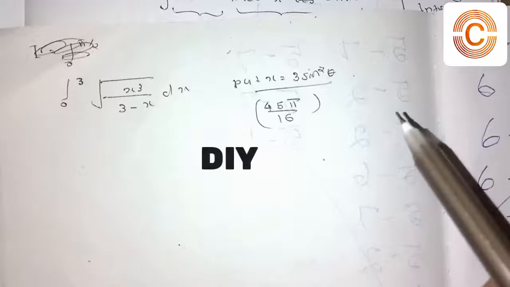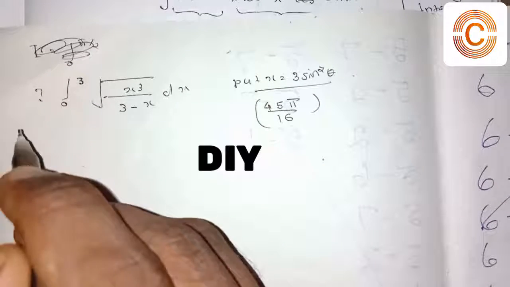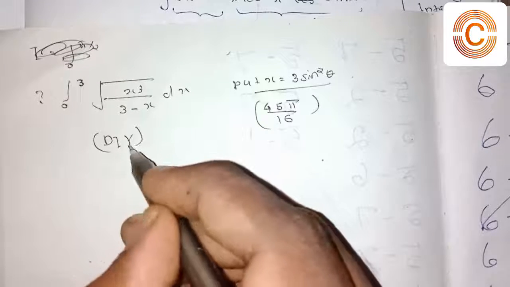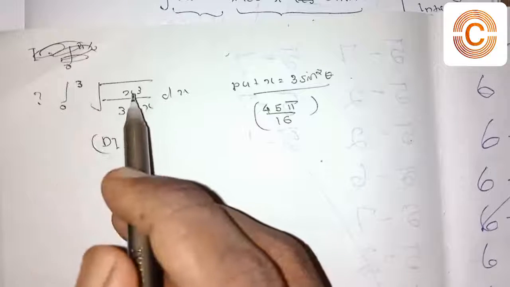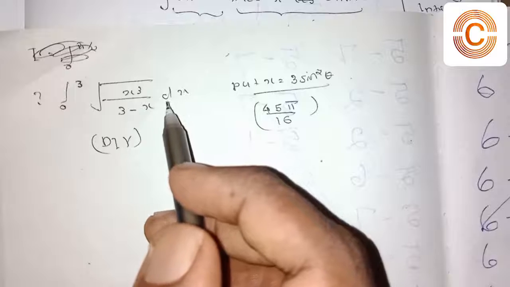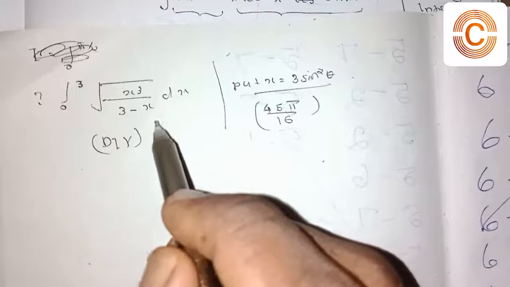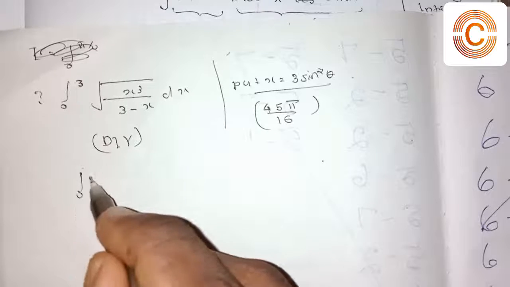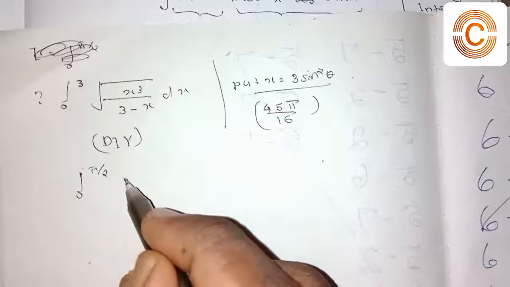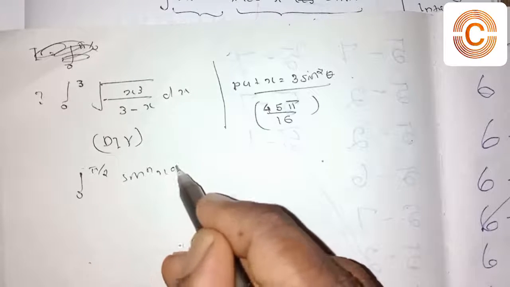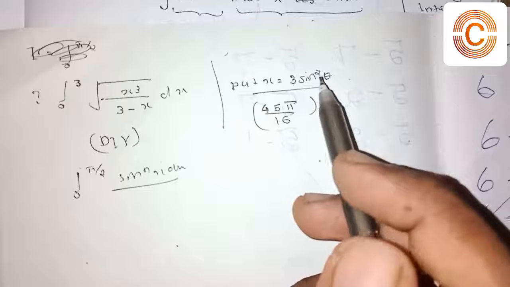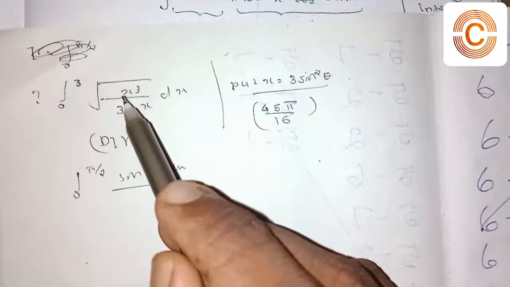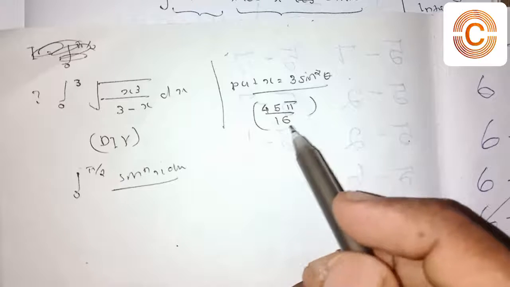Before winding up this session, we will give one question for you, that is the DIY, do it yourself. The question is the integral from 0 to 3 of root of x cube divided by 3 minus x dx. When you find the solution for this question, you can use the same formula, the integral from 0 to pi by 2 of cos raised to nx dx, or sin raised to nx dx. Use that formula, then find the proper solution. You can use the substitution x equal to 3 sin square theta, and the final answer will be 45 pi divided by 16.